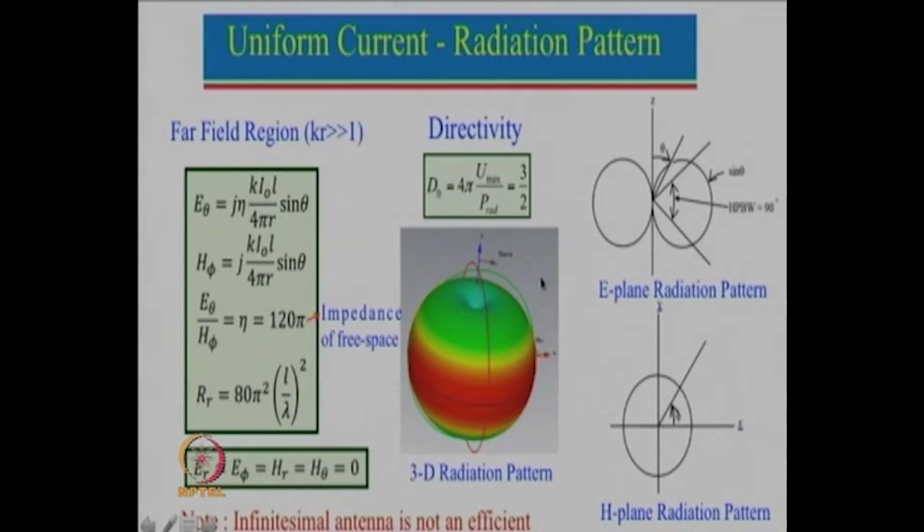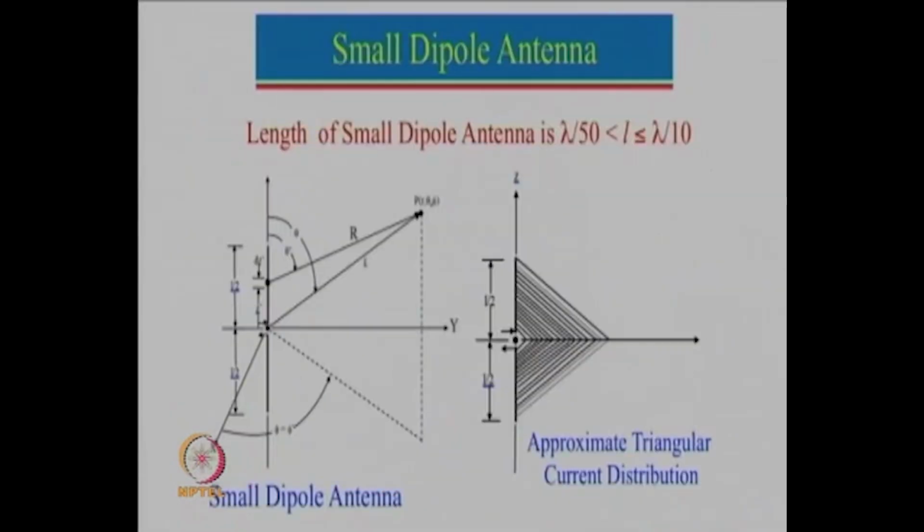So, this is the real 3D plot of an infinitesimal dipole antenna. This is the H plane pattern, this is the E plane pattern. This one is known as the azimuthal pattern, and this is known as the elevation pattern. I also want to mention infinitesimal antenna is not at all an efficient antenna. So, please do not try to use an infinitely small dipole antenna ever. Now let us see a case of a small dipole antenna.